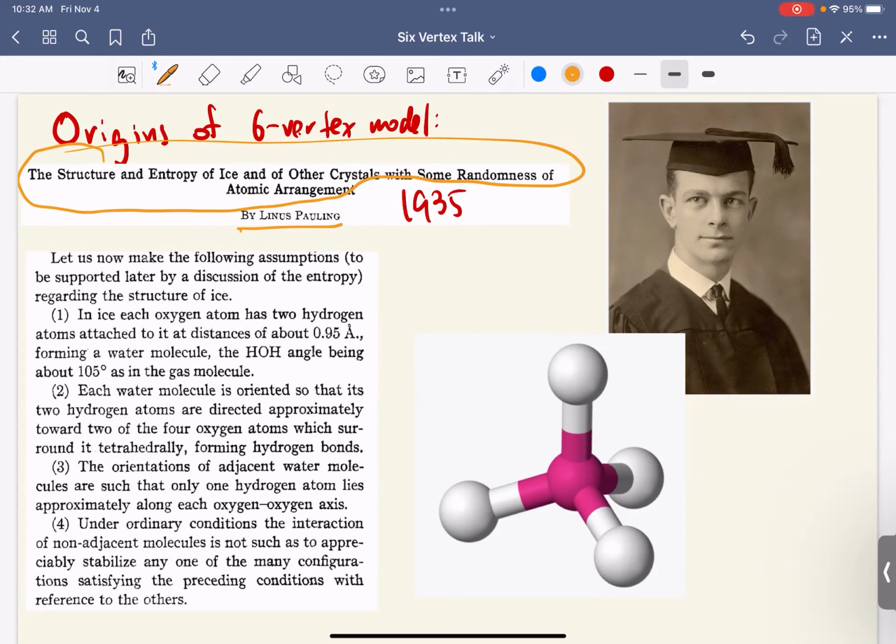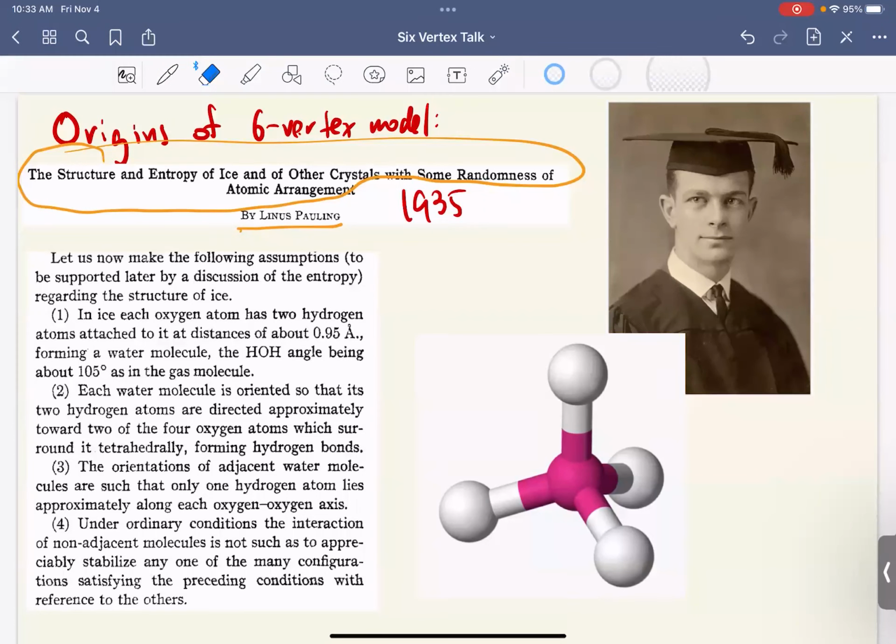And this is a picture of Linus Pauling 100 years ago in 1922, upon his graduation from Oregon. It wasn't called Oregon State University then, it was called something else, but from this university. So that's a nice connection. He was trying to understand why ice crystals have some entropy at very low temperatures, and that involves understanding the different ways that ice crystals can form. And so I just copied something from his paper here.